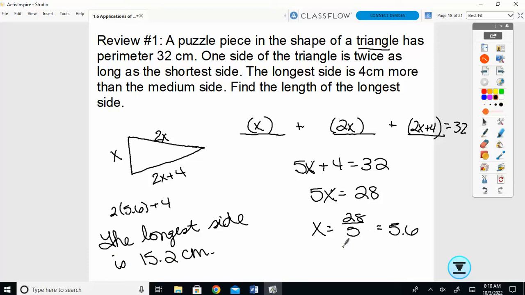So we know we have to always write a sentence at the end for these word problems. Make sure you answer the question that was asked. So we were asked for the longest side here. All right. Is that one okay? So that was the first type of problem we did.